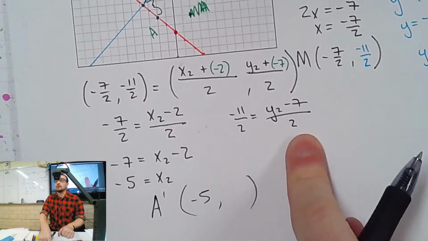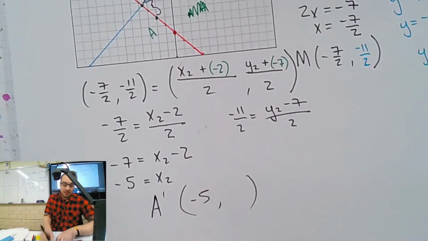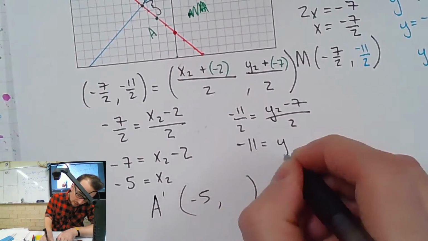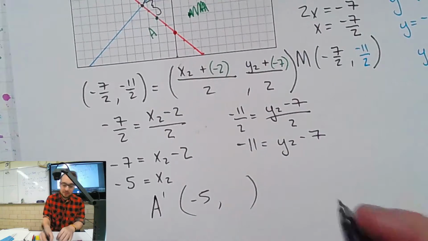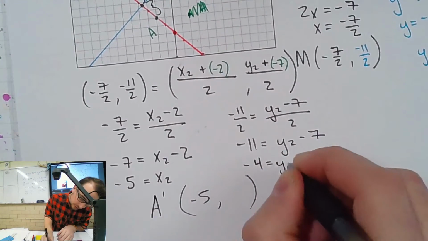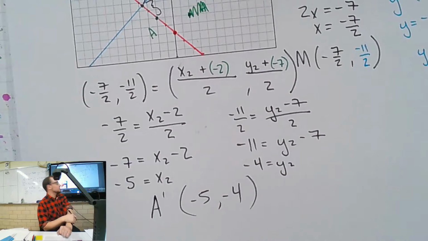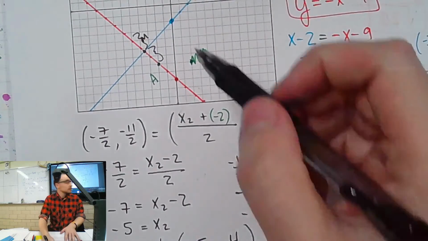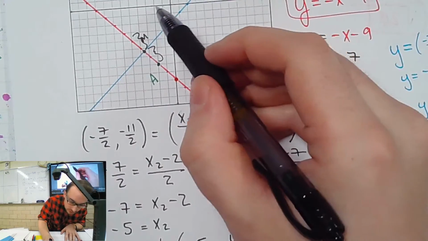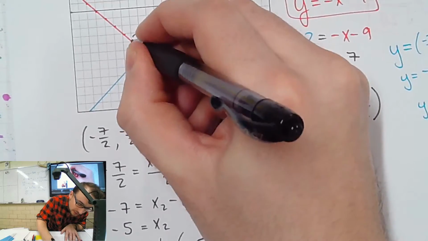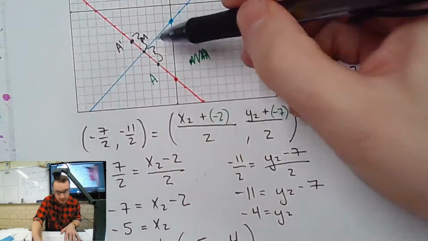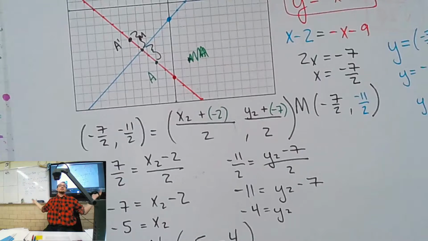The other something's over here. Let's times by 2 to both sides. I get -11 equals Y2 minus 7. So now I add 7. -4 equals Y2. So A prime should be at -5, -4. Let's graph it. -5, 1, 2, 3, 4, 5, -4, 1, 2, 3, 4. It's on our red line. Oh my God, and it's the same distance on both sides. We did it!